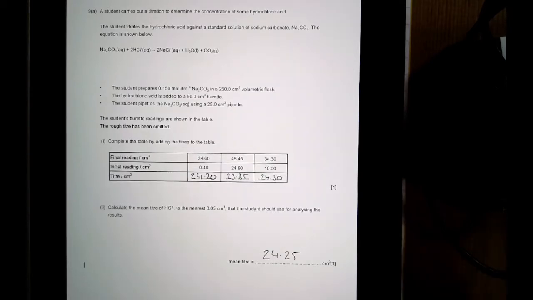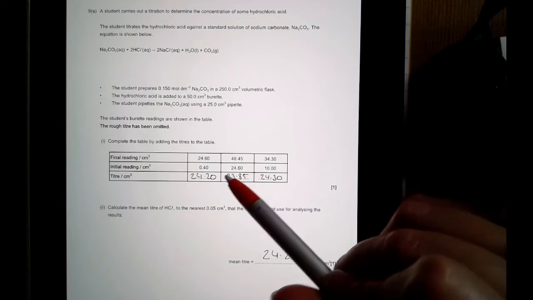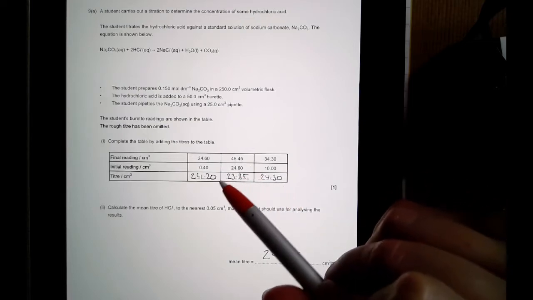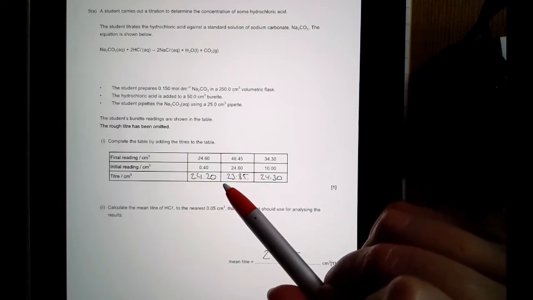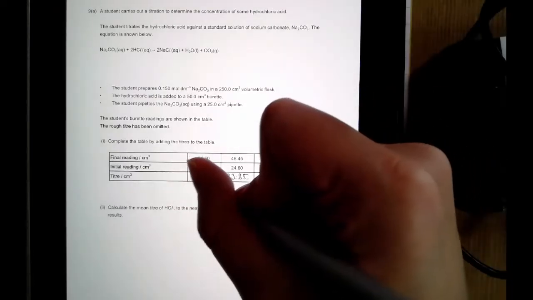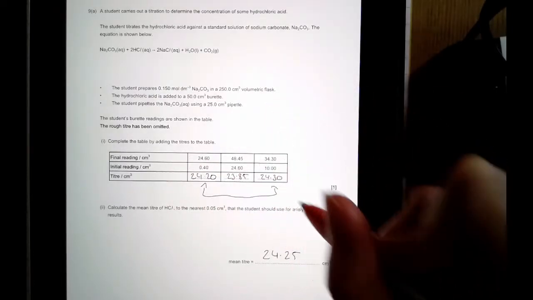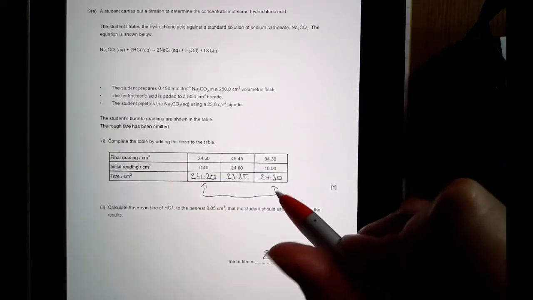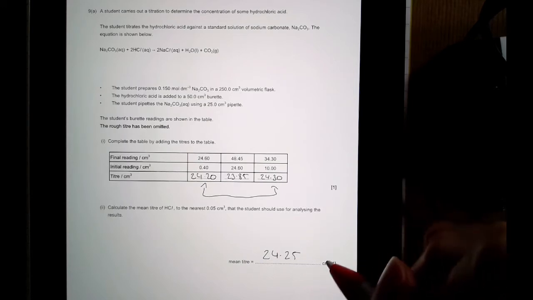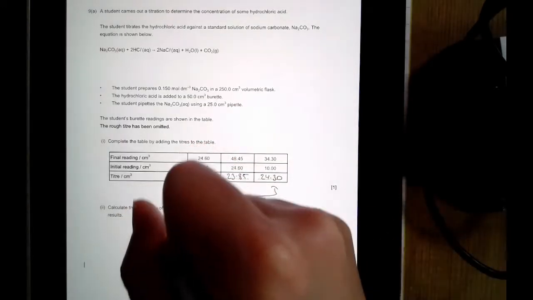Okay, so I've started off the question here. I've calculated my titers. You always have to record them to 2 decimal places. And once I have my titers, I look for my concordant results, so the results within 0.1, and I can use that to calculate my mean, which is 24.25. I can then draw my table.